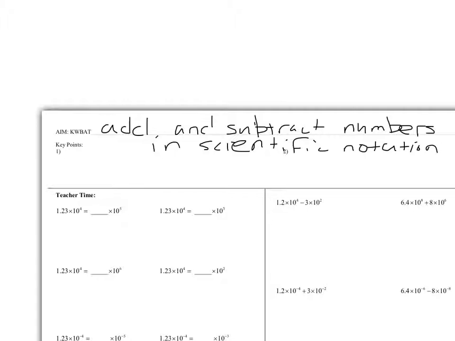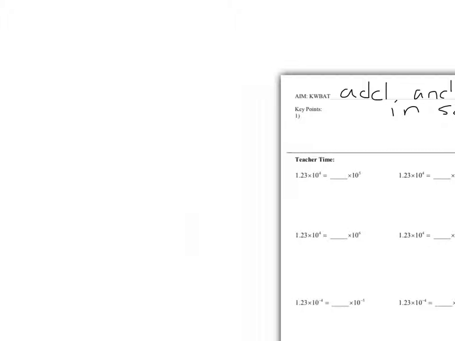So when we add and subtract numbers that have decimals, what do we have to do? Yeah, we have to line up the decimals. Now we've got to be really careful. Say I have something like 2.4 times 10 to the second power, and 1.2 times 10 to the fourth power.